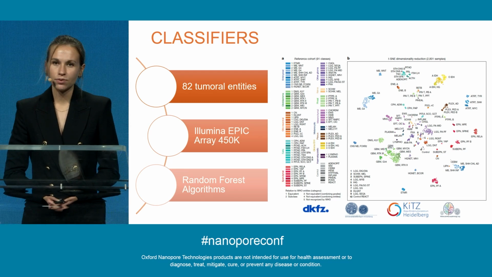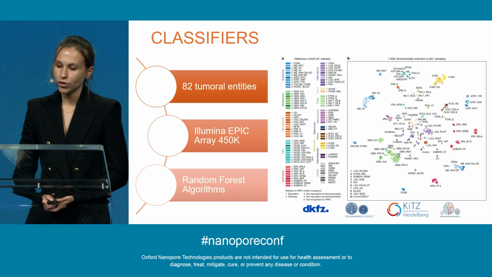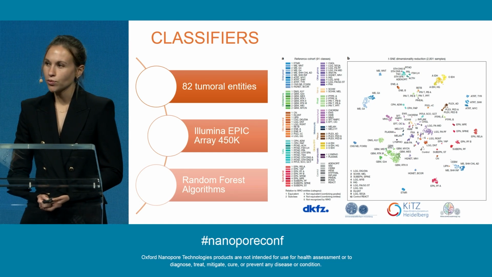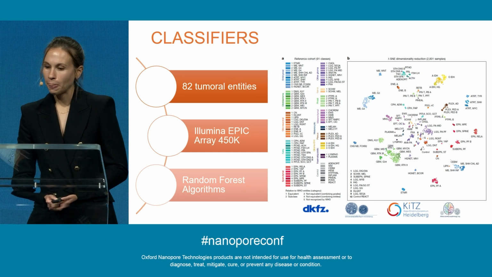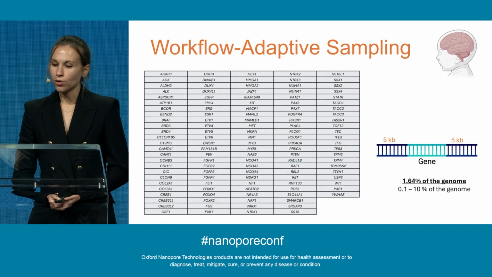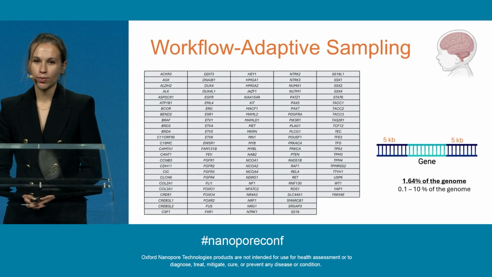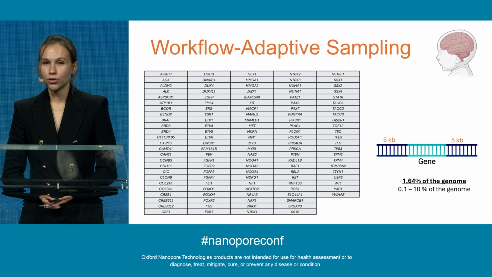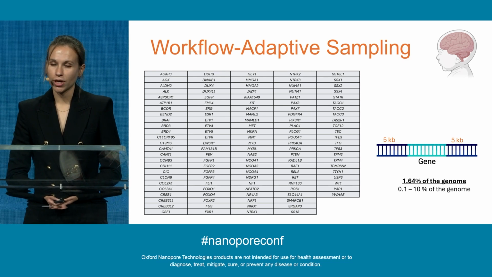And thanks to this classifier, when we're going to study our tumor of interest, using random forest algorithm, we're going to be able to determine to which tumor group it belongs. So for this study, we also chose the approach of adaptive sampling, and this time we created the panel of genes with all the genes of interest in those tumor entities.